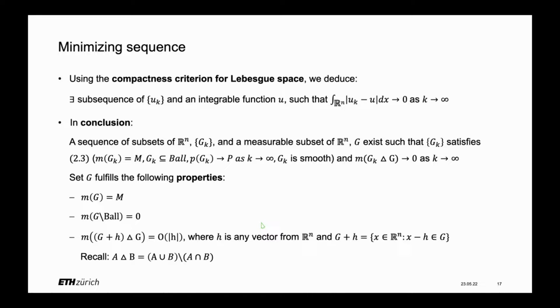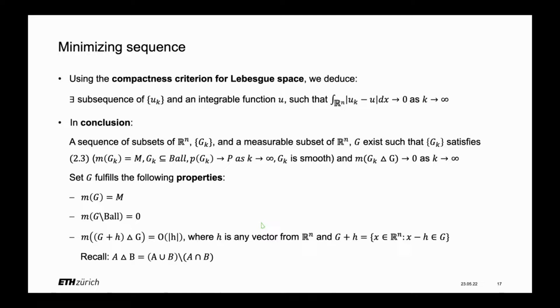Therefore, the set G actually fulfills the following properties, which we will use. First of all, the measure of G is equal to M. The measure of G outside our ball is equal to 0. These two are quite intuitive and self-explanatory. And the last one is the trickier one, which is that the measure of the symmetric difference of G plus h with G is equal to big-O of the absolute value of h.